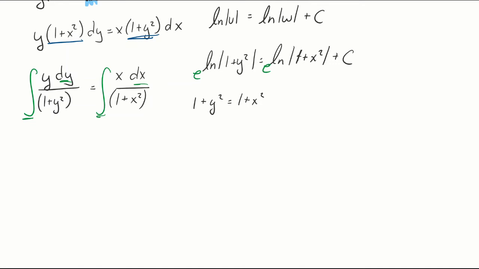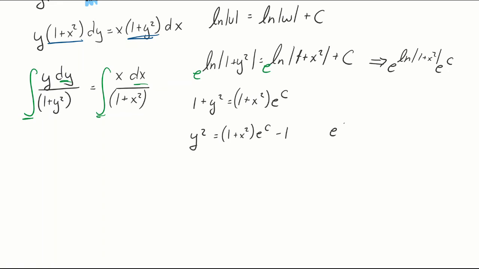Now do be careful, what I basically have is an exponential property where this goes to e to the natural log, and because it's addition up in the exponent, it's multiplication down low. So I have 1 plus x squared times e to the c is how that will simplify. I will subtract 1, so I have y squared equals 1 plus x squared times e to the c minus 1.